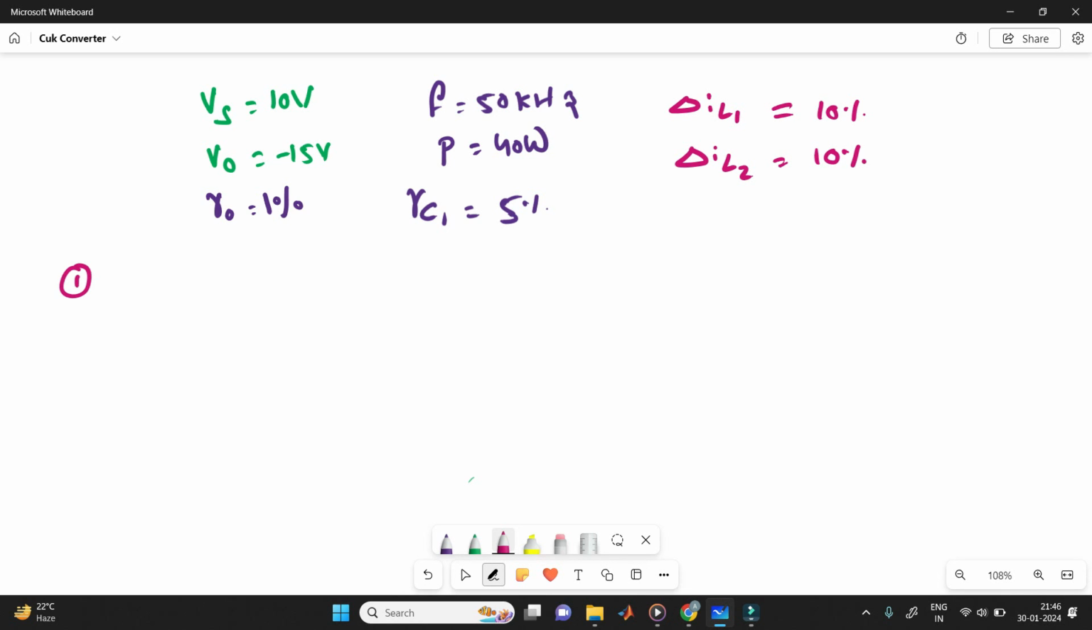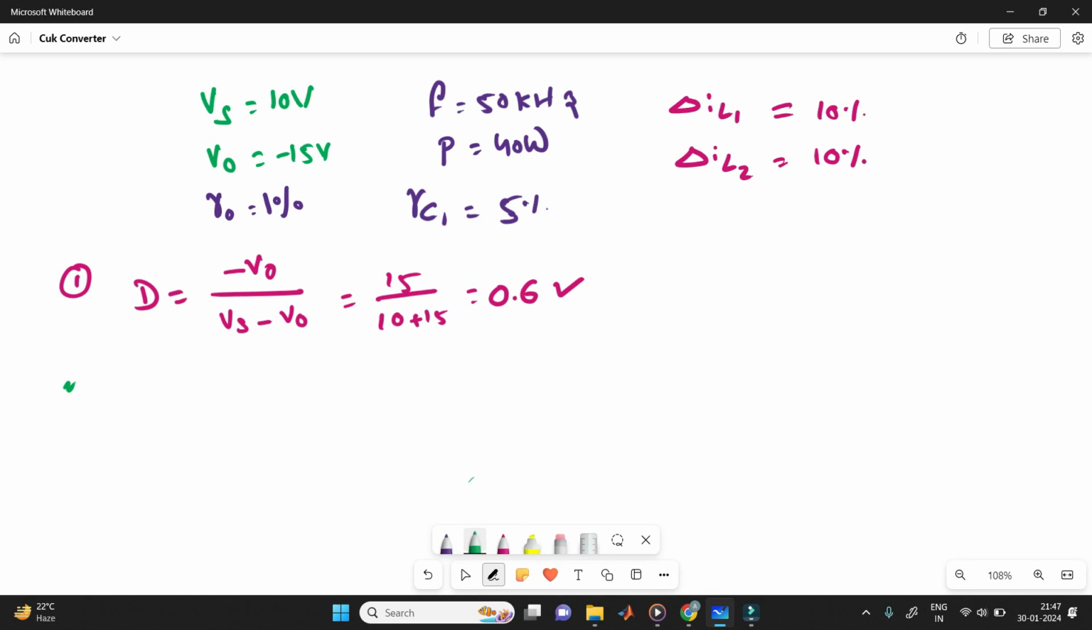So first of all, find the duty cycle. To turn on our IGBT or MOSFET, we need to find this value. The duty cycle formula is D = -V0 / (Vin - V0). Then you will get 15 / (10 + 15), which gives 0.6. This is the duty cycle value.